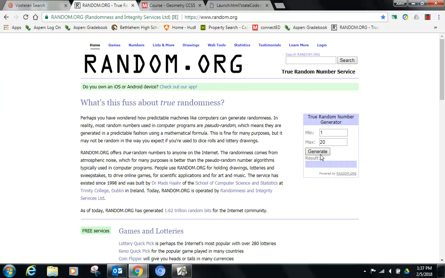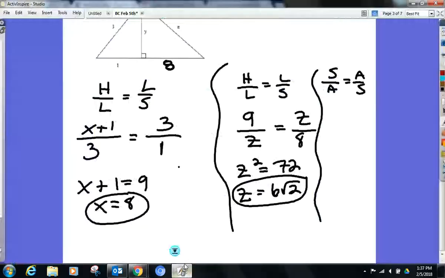18, not here. How about 1? Segment. 1. Altitude. Other altitude. There is none. Other segment. There you go. Nice way of matching up the corresponding sides. Y squared equals 8. And yes, we are breaking that down as well.